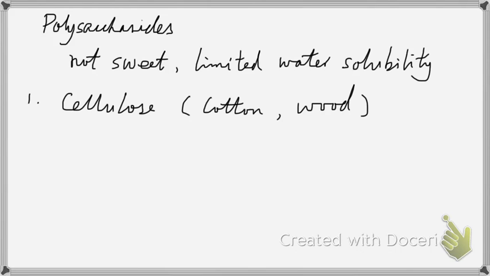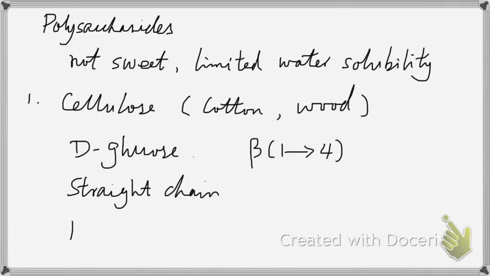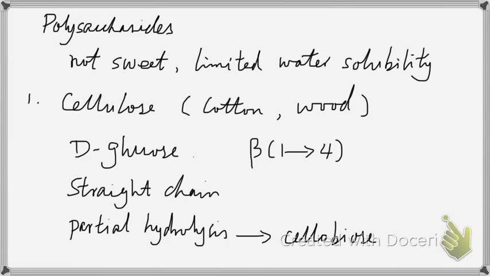Cellulose can be found in cotton, wood, etc. Cellulose is made by thousands of D-glucose units linked to each other through a beta-1,4 linkage. So cellulose will be a straight chain. They are linked by those 6-membered rings together in a linear fashion.